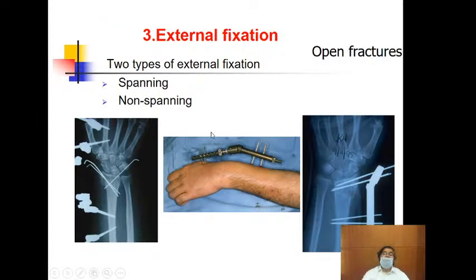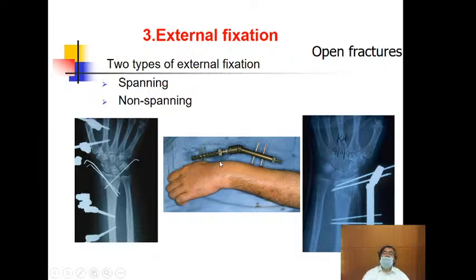If you have an open fracture or a compound fracture, then it's a different ball game altogether, and here you need to resort to what is known as external fixation. Here there is no question of putting K-wires from inside and leaving it, because there is a wound, and the plate can also be avoided here, because these are open fractures.